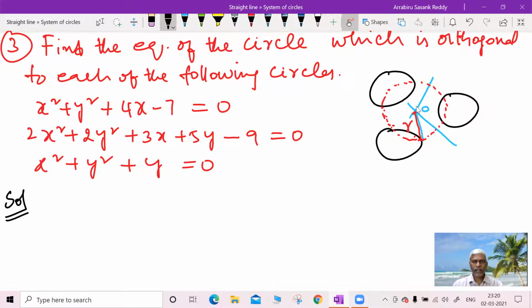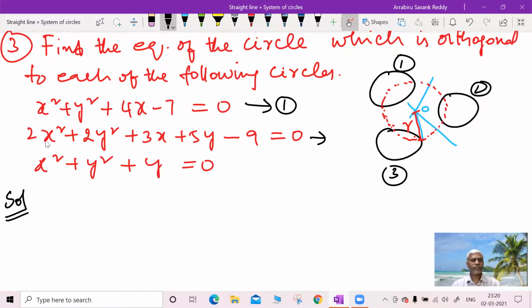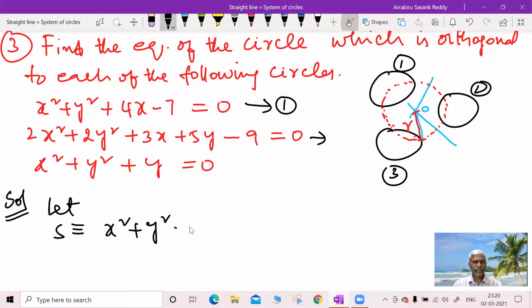Now finding the radical axis of first, second, third. So name it first equation. Second equation, now it is not in the standard form. 2x square 2y square is there. This is the first circle, first equation as it is.